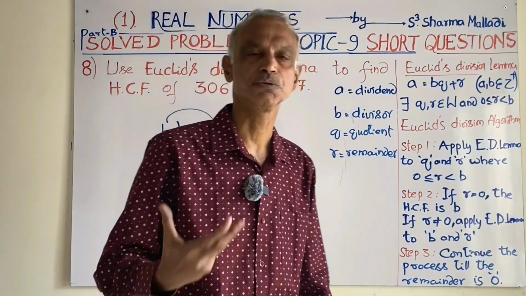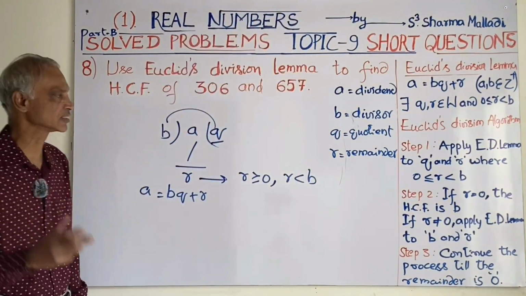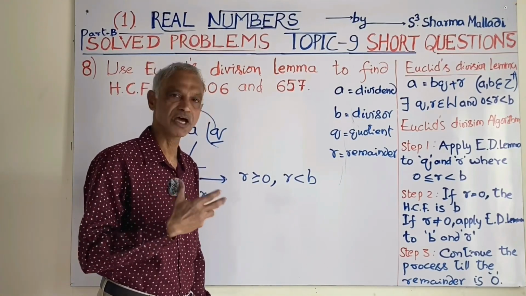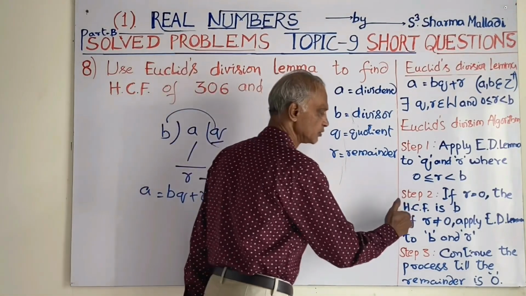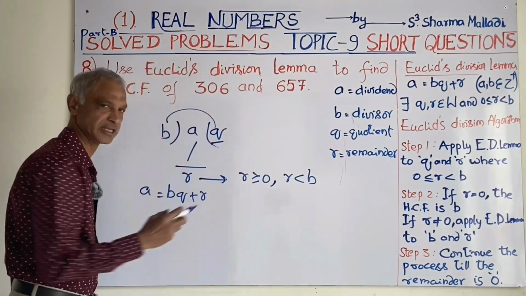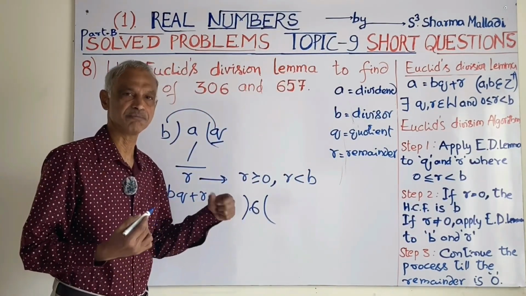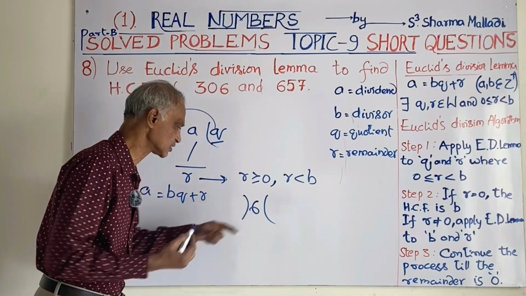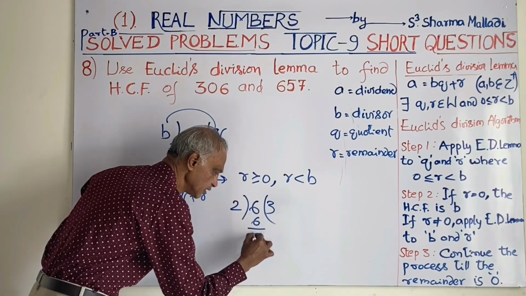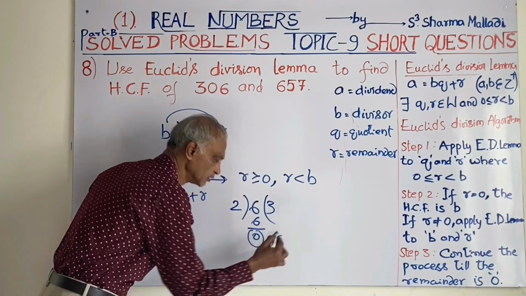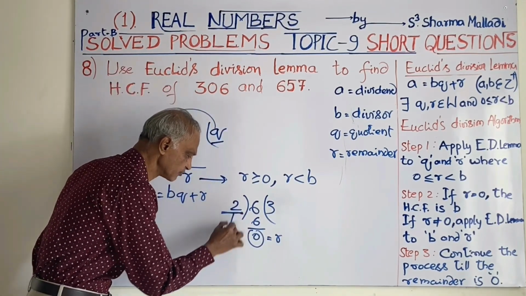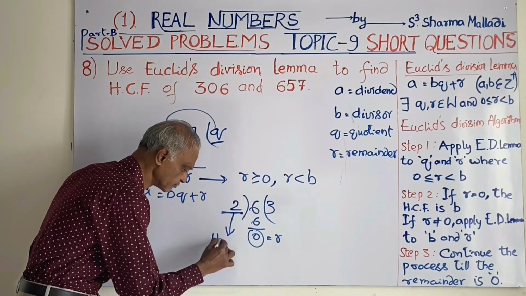Before finding the HCF, you should understand Euclid's division algorithm. We have steps. If R is equal to 0, the HCF is the divisor. I will explain so you understand. If 6 is divided by 2, 2 threes are 6. What is the remainder you are getting? The remainder is 0. Then what is the divisor? The divisor is the HCF.